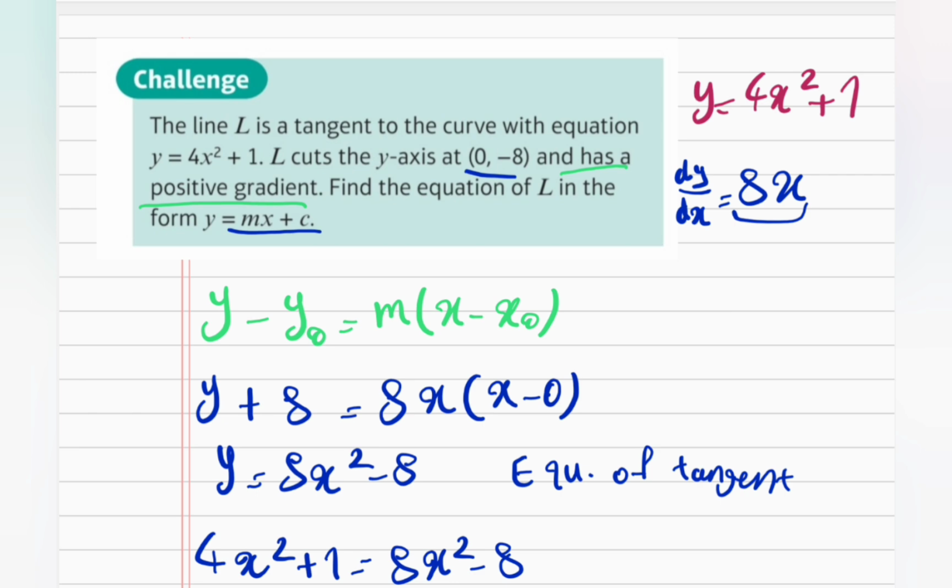Again, just remember that in many questions they ask you to give your answer in a specific form. It just depends on the question. Sometimes you have a mark for that.